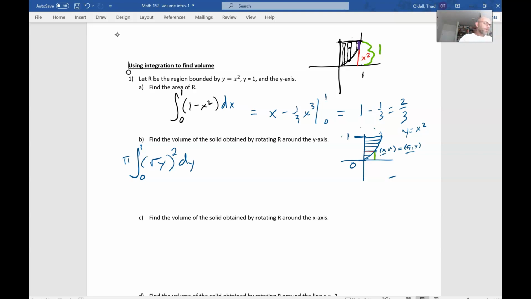All right, so that would be the integral from 0 to 1 of just y, because square root of y squared is y, dy. So that would be pi over 2 times y squared, evaluated from 0 to 1, and if I plug in a 1 and a 0 in there, I just get pi over 2.